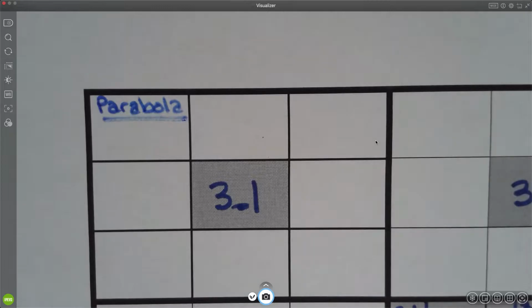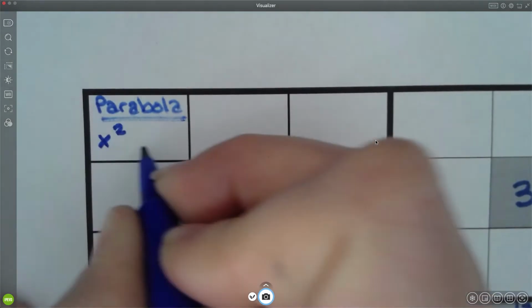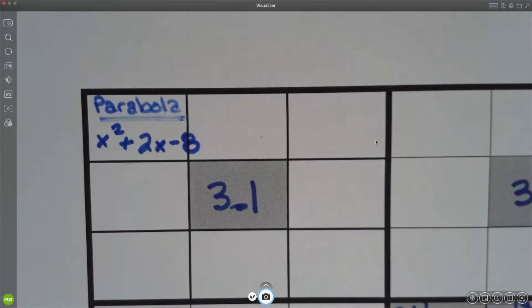So, this is like number 2 on your sheet. Okay, number 2, we're going to do together. I'm going to do number 2 straight through, like a different color. And that's what number 2 says. Okay, x squared plus 2x minus 8. This is number 2.